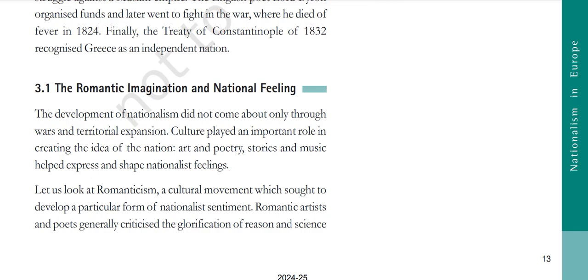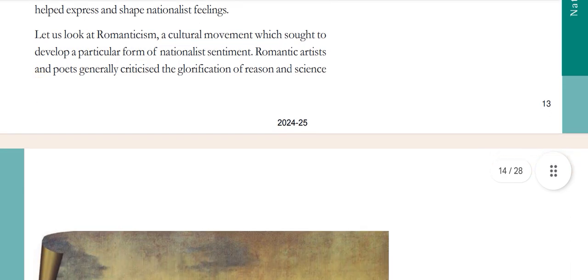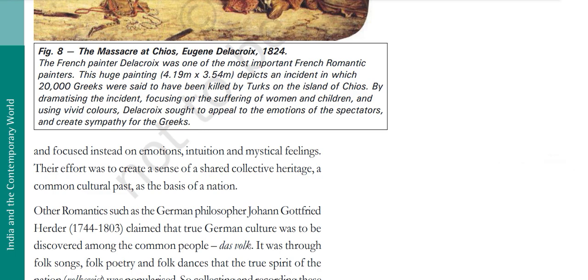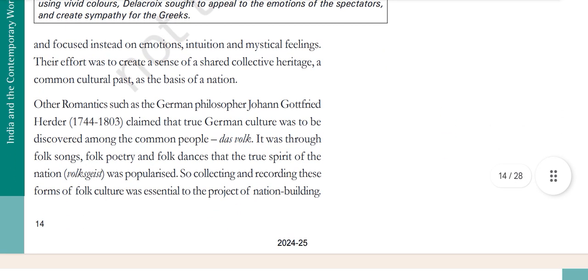Romantic artists and poets generally criticized the glorification of reason and science and focused instead on emotions, intuition, and mystical feelings. Their effort was to create a sense of shared collective belonging, a heritage, a common cultural past as the basis of a nation. Other romantics, such as German philosopher Johann Gottfried Herder (1744 to 1803), claimed that true German culture was to be discovered among the common people.